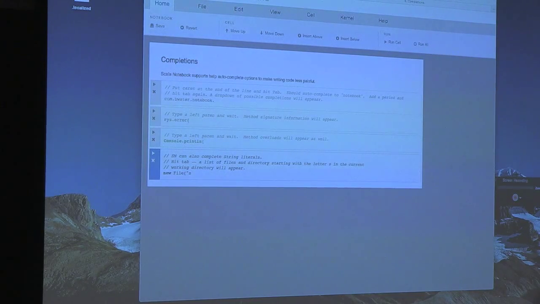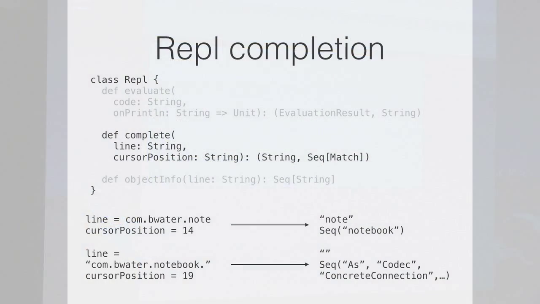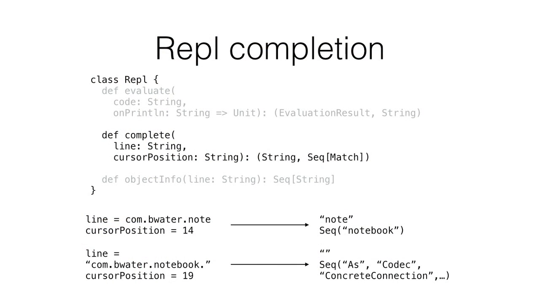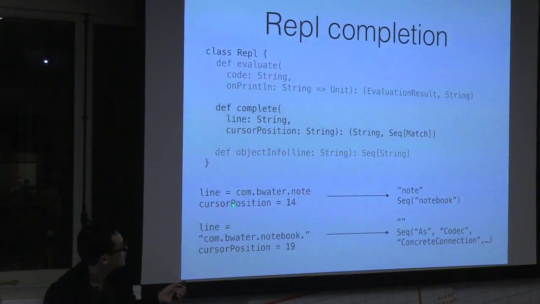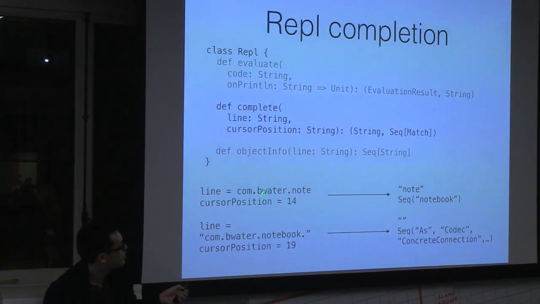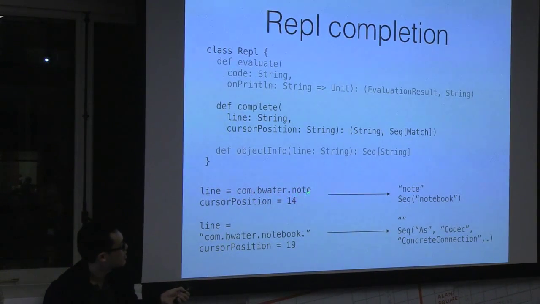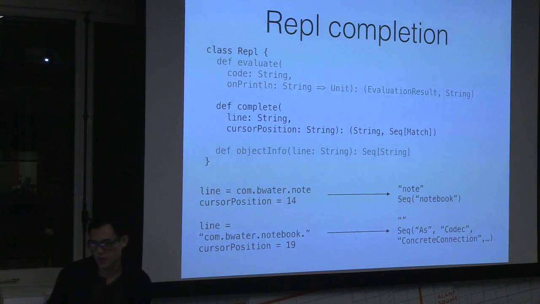So I just want to go through this stuff quickly. Basically, these are the other two methods on the REPL interface. So for example, in that first example, we had com.bwater.notes. You hit tab, that calls complete, and that gives you basically, hey, notebook is the only completion. And then similarly with after the dot, you get a list of these things, and the IPython front end knows how to render that.